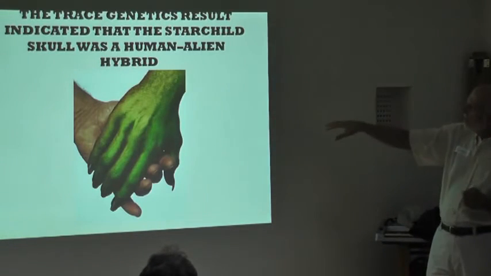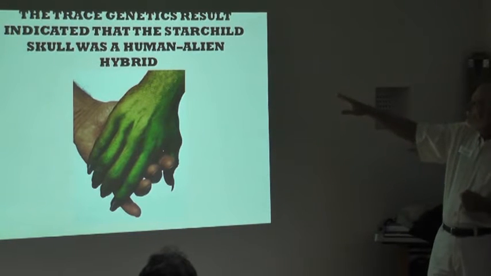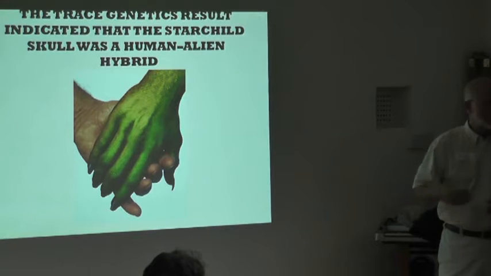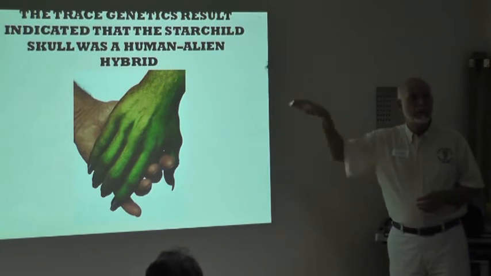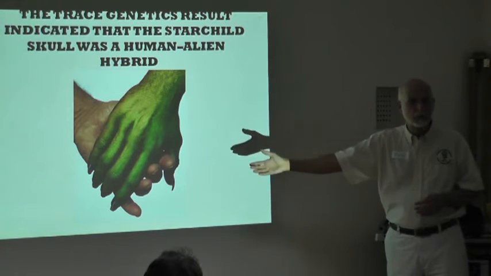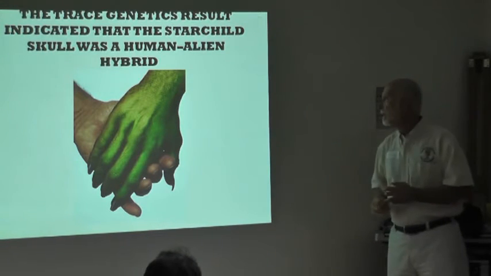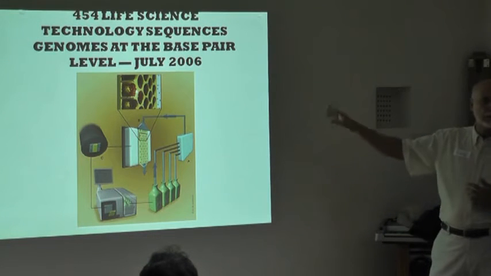So, but out of Trace Genetics, those two guys, the result was that the Starchild skull was a human-alien hybrid, and some of you who have been here might remember when I talked about it as a human-alien hybrid. You might have seen that very same slide. We believed that from their test in 2003 right up until 2010. We believed that was the result. Next slide. It was what the guys told me in 2003.